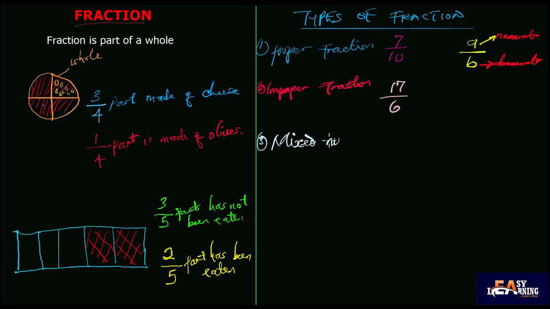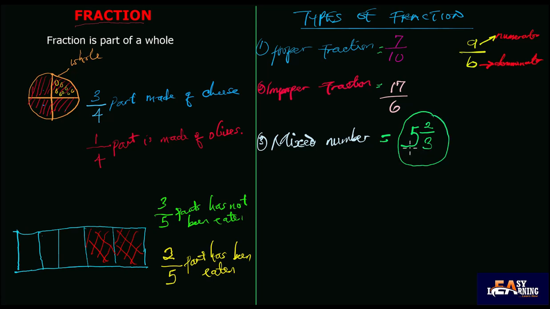Mixed number. Now, it's made up of two parts: the whole number part and the proper fraction part. So we can have an example of it. Let's take the whole number 5, and 2 over 3. This here is an example of a mixed number.